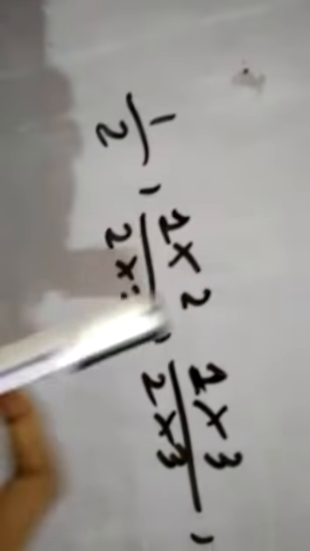Fractions that name the same amount are called equivalent fractions. Thus, 1 by 3 and 2 by 6 are called equivalent fractions. Suppose I take the example of 1 by 2. You have to multiply 1 by 2, then 2 by 2. Then you have to multiply 1 into 3, then 2 into 3, then 1 into 4, then 2 into 4.